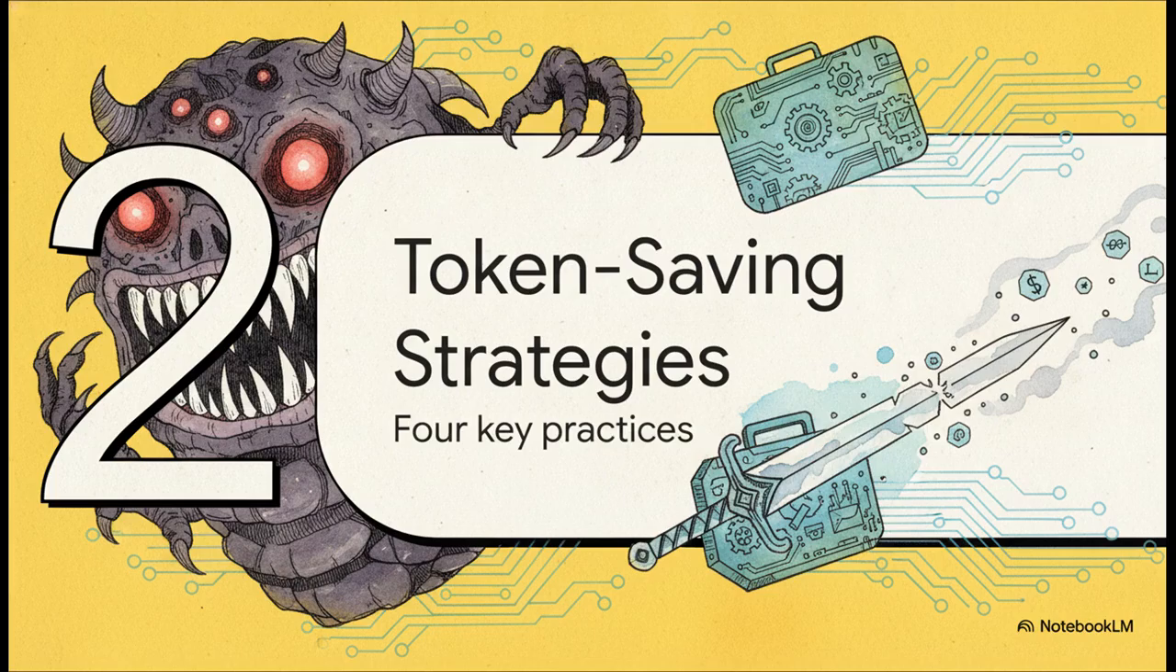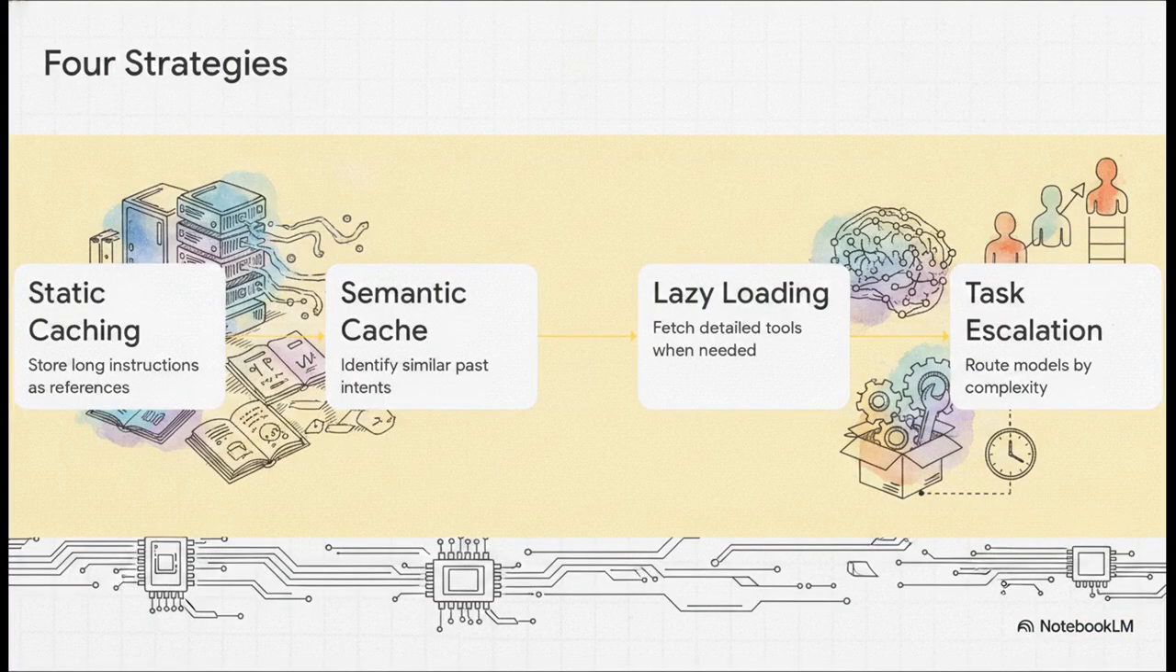Let's move to Section 2, 4 token-saving strategies. The KDnuggets article gives us 4 core best practices to streamline multi-agent solutions. We've got static instruction caching, semantic caching, just-in-time tooling, and task escalation. Let's break these down, starting with the first one.